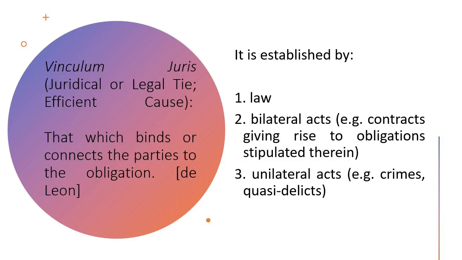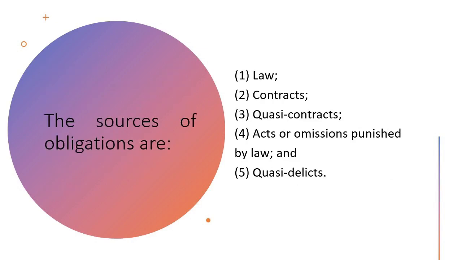The vinculum juris, or juridical or legal tie, is the efficient cause, that which binds or connects the parties to the obligation. It is established by 1. Law, 2. Bilateral acts, by contracts giving rise to the obligations stipulated therein, and 3. Unilateral acts such as crimes and quasi-delicts. The sources of obligations are law, contracts, quasi-contracts, acts or omissions punished by law, and quasi-delicts.